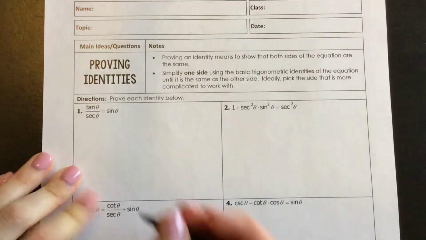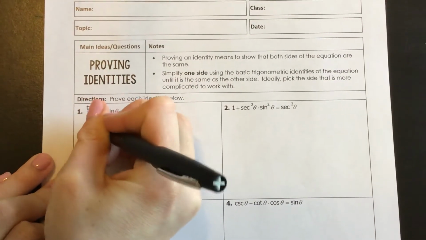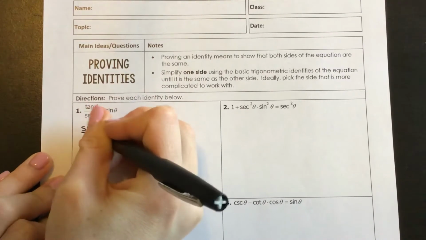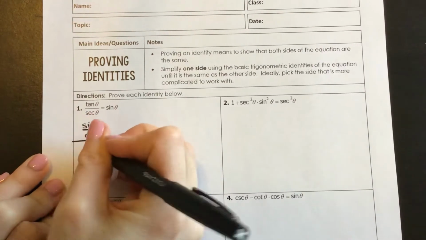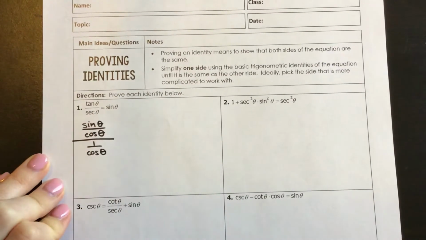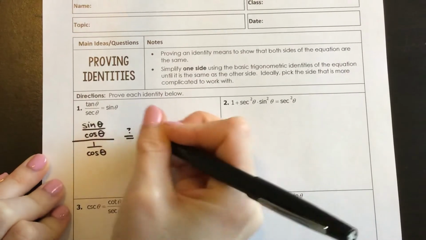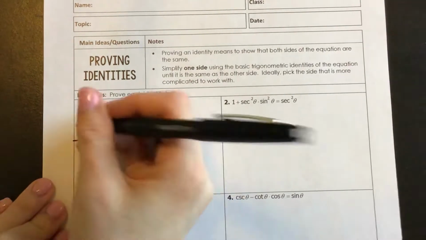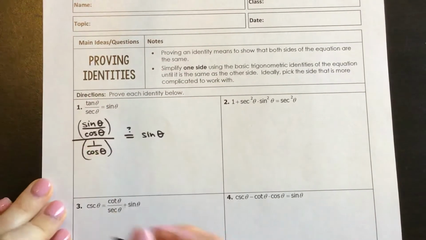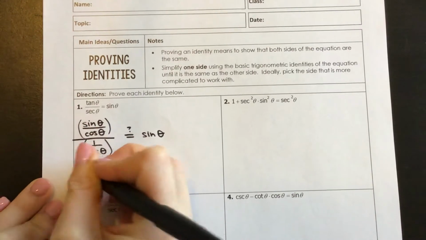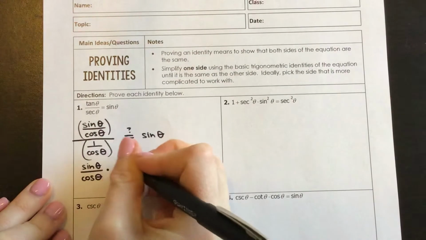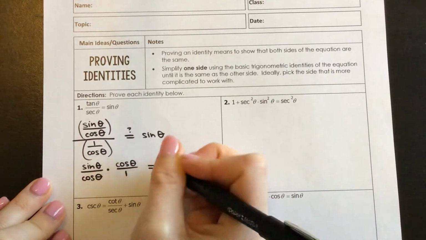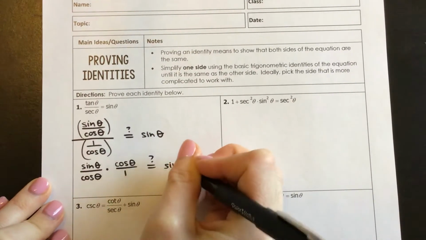All right, so tangent. Tangent, remember, is sine over cosine, divided by secant, and remember secant is the reciprocal of cosine, so we can write that as 1 over cosine. At this stage, we are just hoping that it is equal to sine, which is what we have on the right. Back to the left, we have a fraction divided by a fraction, so we can flip and multiply by the reciprocal. So we have sine over cosine, multiplied by the reciprocal: 1 over cosine becomes cosine over 1. And again, we are hoping that that is equal to sine.